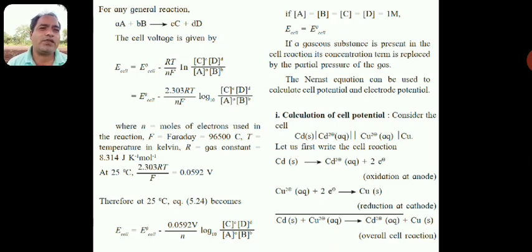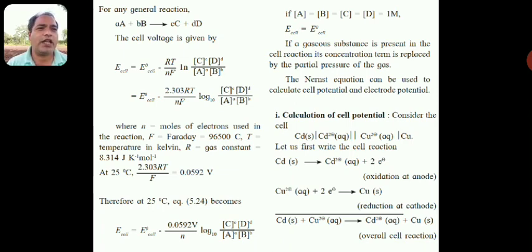If we consider the concentration of all these elements, that is concentration of A is equal to concentration of B is equal to concentration of C is equal to concentration of D is equal to 1 molar, that means every term has a concentration of 1 molar, in that condition E0 of cell becomes E of cell. So this is a very nice equation: E cell is equal to E0 of the cell, but only if the concentration of all the terms is equal to 1. So if some of the reactants or the products are in the gaseous state, then what to do? If a gaseous substance is present in the cell reaction, its concentration term is replaced by the partial pressure of the gas.